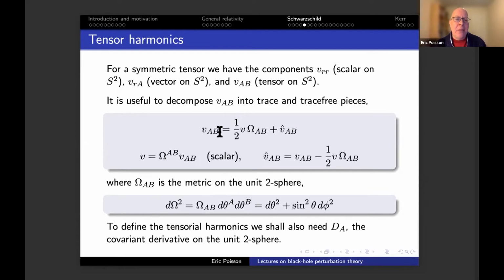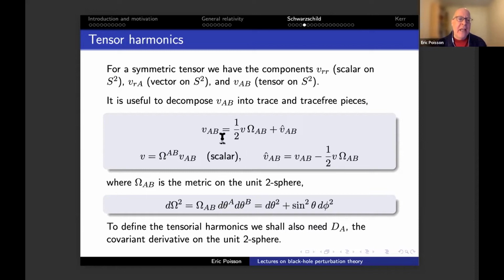I'm saying that V_AB can always be expressed in terms of something proportional to the metric. Omega_AB here is my notation for the metric on the two-sphere. And more precisely, I'm talking about the metric on the unit two-sphere. So the metric on the unit two-sphere is familiar to you. It's the usual d theta squared plus sine squared theta d phi squared. I can re-express this in index form by introducing this metric tensor on the two-sphere, and that's my notation over here.